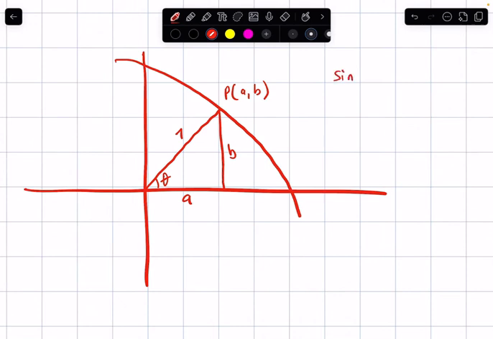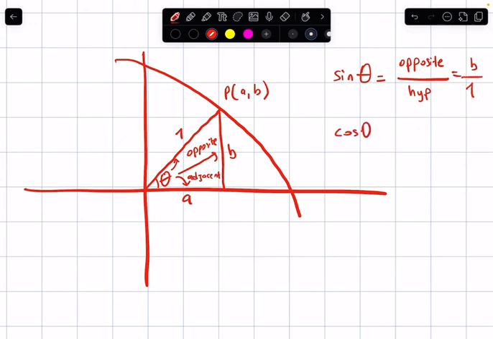Sine is equal to the ratio. Adjacent, right, is for the theta angle. Adjacent is A, the adjacent side. The opposite side is B. This is opposite, and this is adjacent. And as you know, this is the hypotenuse. Sine is equal to opposite over hypotenuse, which is equal to what's opposite? B over 1.